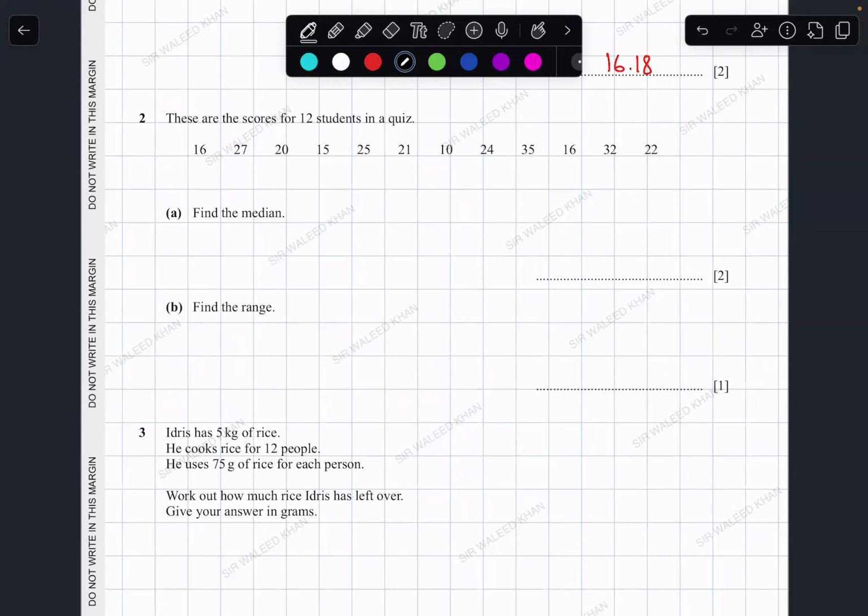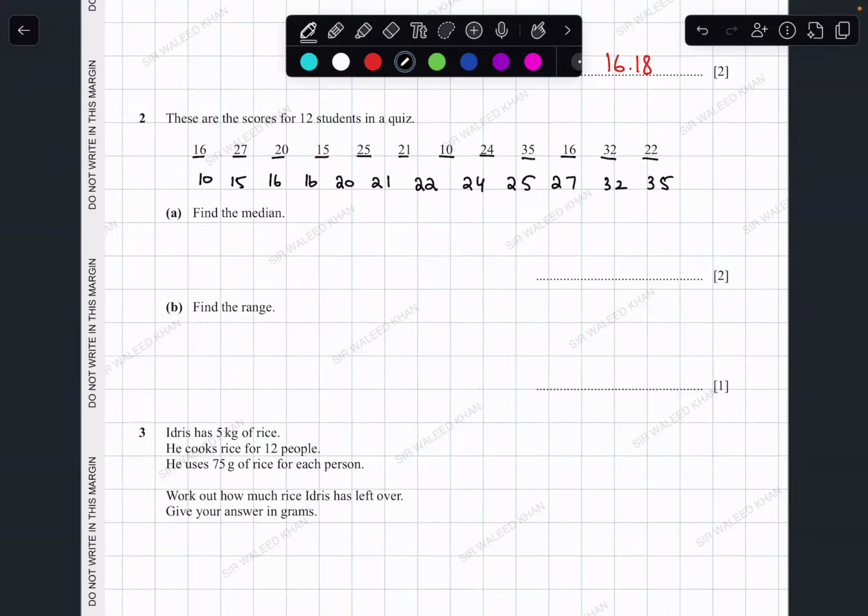So the smallest over here is 10. So I'll write 10. Then we have 15. After that, we have 16. How many times? 1, 2 times. Then we have 20 over here, and just a single 20. Then we have 21, 22. After that, we have 24, 25, 27, and we have 32 and 35. So all are covered. As you can see, all are underlined. So if you underline it, वो आपको ये idea होगा कि I am not leaving any number out.